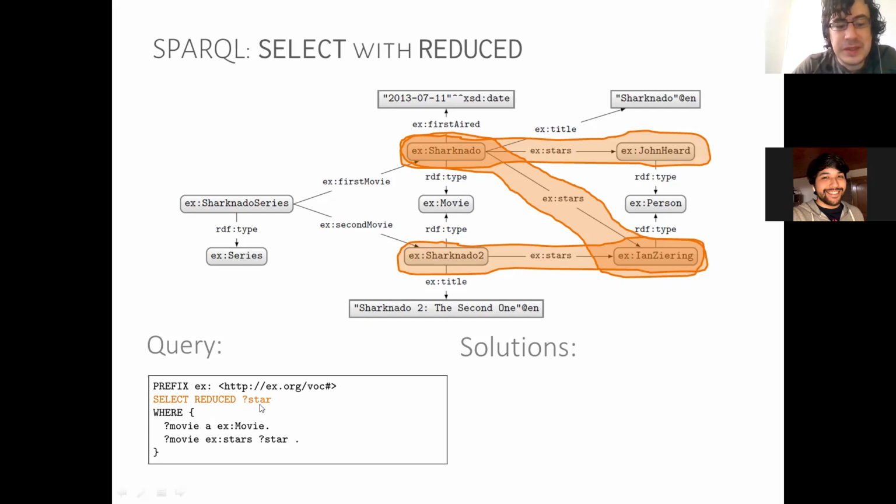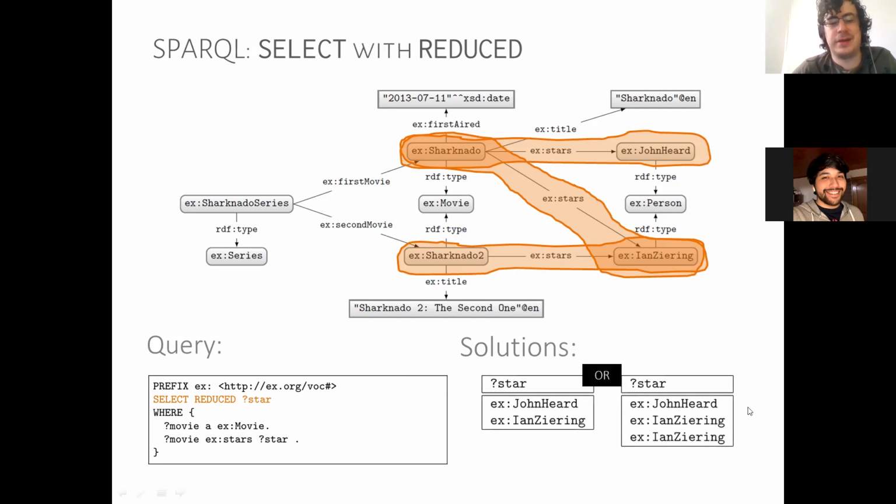But if we have select reduced star, it basically tells the engine that we don't care. We don't care if there are duplicates or not. We just want solutions. And this allows the SPARQL engine to do whatever is most efficient. If it thinks it's more efficient to get rid of duplicates, maybe to avoid lots of intermediate data when we're doing joins and so forth, then it can apply that. But if it thinks that there's more of a cost to actually getting rid of the duplicates, it can just return all of the duplicates. So it allows the engine to choose whether or not it returns duplicates.